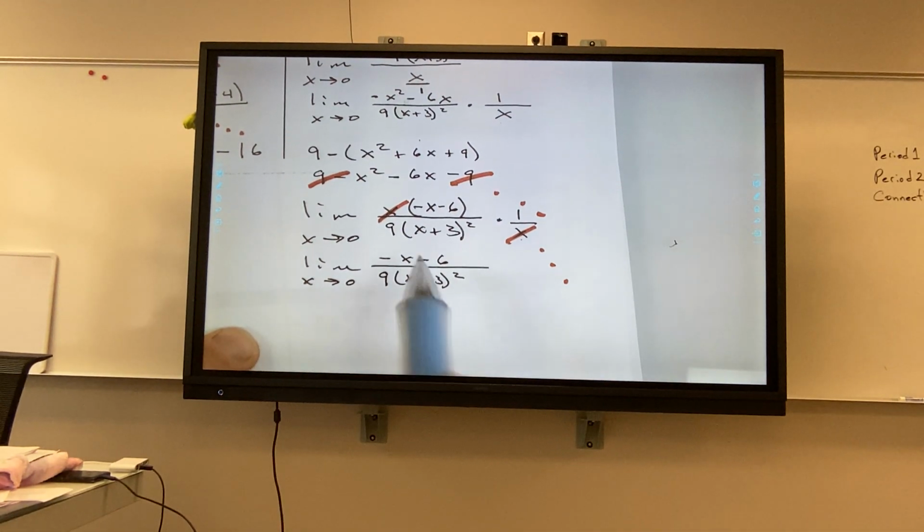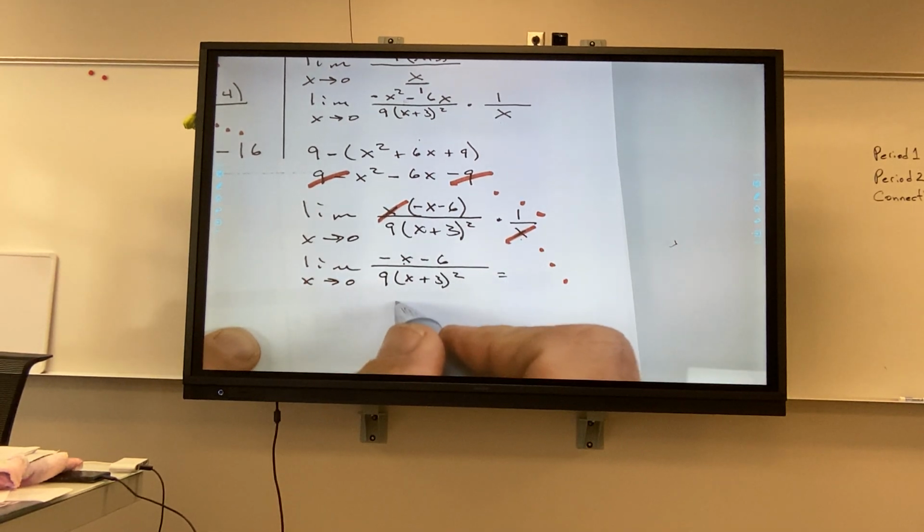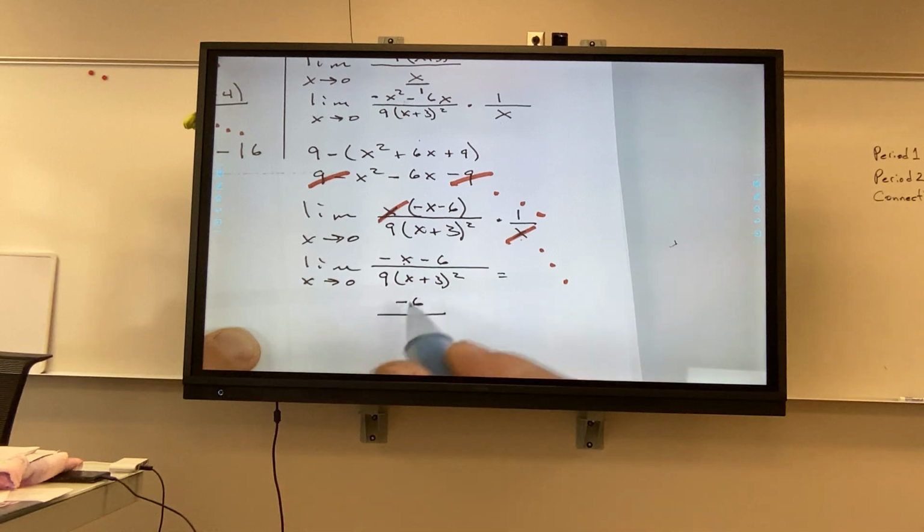Yep. So if I put 0 into here, I get what on top? Negative 6. And if I put 0 on the bottom here, I'll have 0 plus 3, which is 3. 3 squared is 9, and this means 9 times that, right? And it gives me what? 81. Now, let's say you wrote this and you went to the next problem.